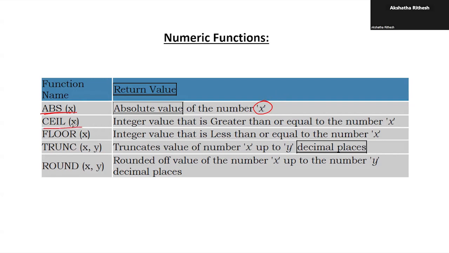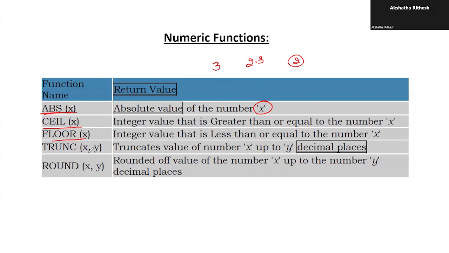CEIL also we had discussed. CEIL of x is nothing but it will give you an integer value, the ceiling value. For example, if it's 2.3, I will get the value as 3. So the ceiling value we will get. FLOOR of x, when I say it, will return the floor value. For example, the floor value of 2.3, you will get 2, the lesser number, whereas the ceiling value of 2.3 will be 3. So that is the difference between CEIL and FLOOR.